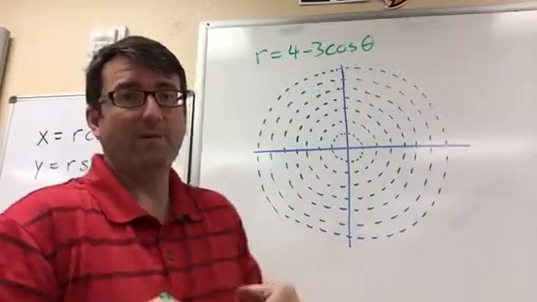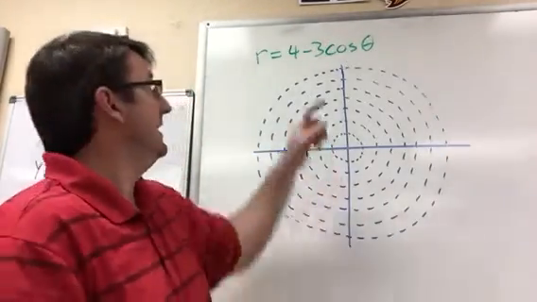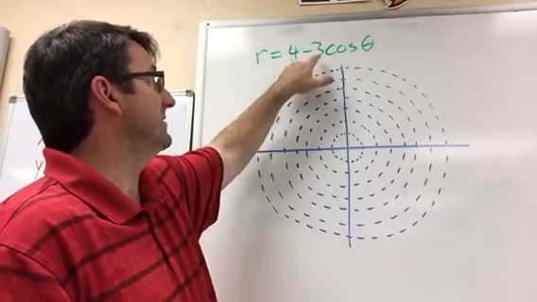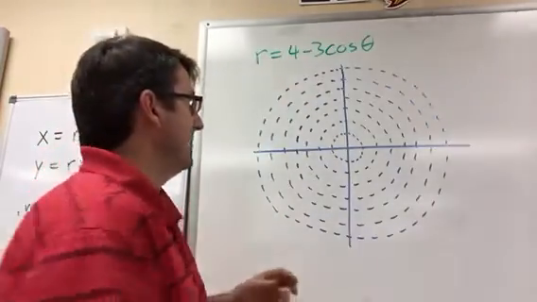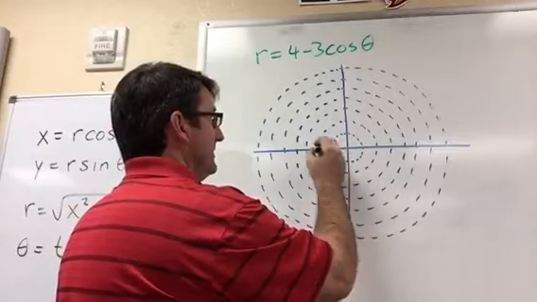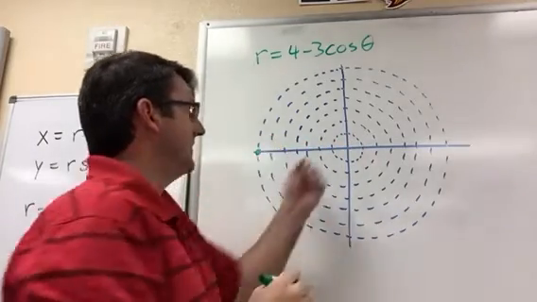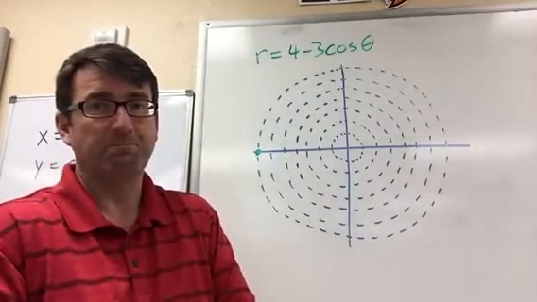And that maximum r value, the maximum distance that we're going to get away from the center, is going to be a plus b. So this number plus this number, ignoring the negative sign. So 4 plus 3 is 7, so we're going to go out here, 1, 2, 3, 4, 5, 6, 7, to get our maximum r value. That's how far out this limaçon is going to come.